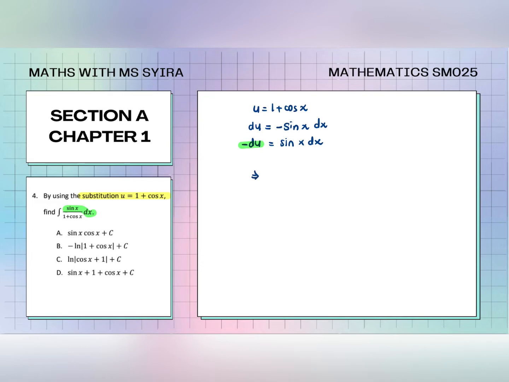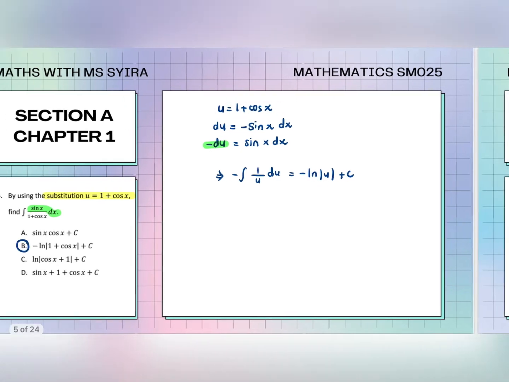So that means we are going to integrate negative of 1 over u du. So negative 1 over u du will be negative of ln u plus c. And our u here is 1 plus cos x. So the answer should be B.